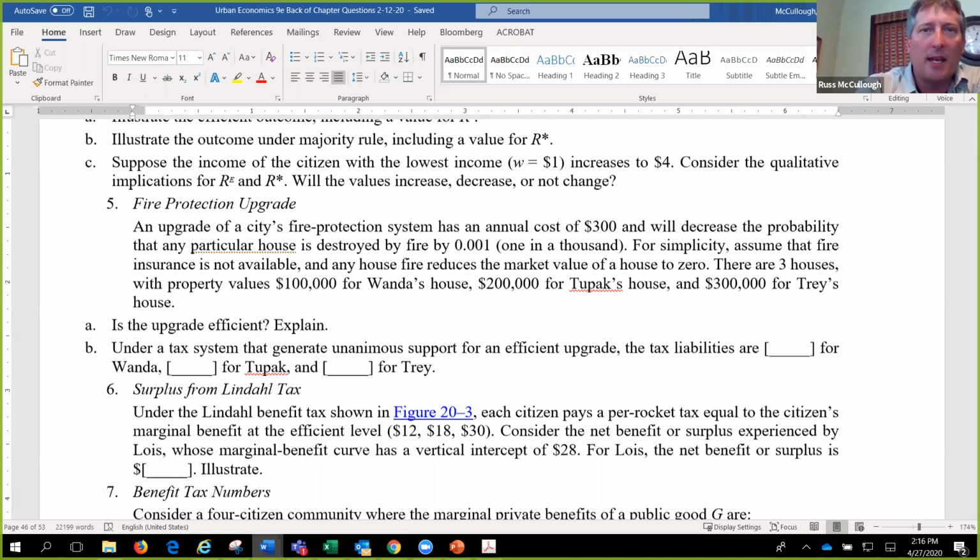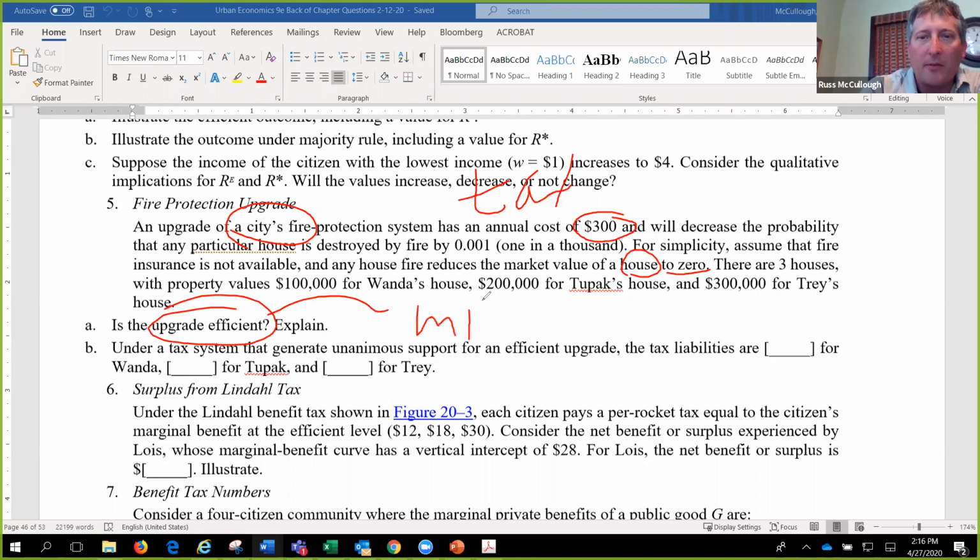And so where this one is headed is that the city's going to have to fund this $300 through a tax. And so the question says, there are 3 houses. For simplicity, assume that fire insurance is not available and any house fire reduces the house to 0. There are 3 houses. So, was the upgrade efficient? To be efficient, expected marginal benefit must be at least as much as the expected marginal cost.